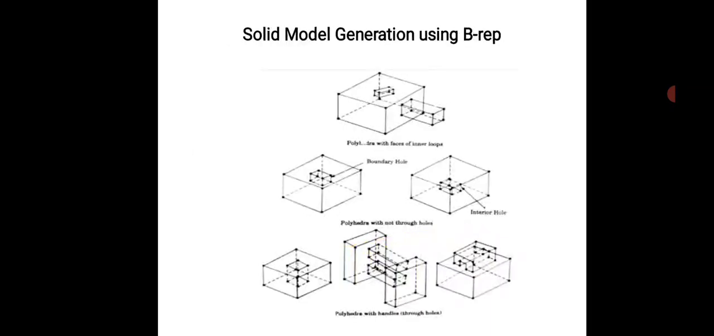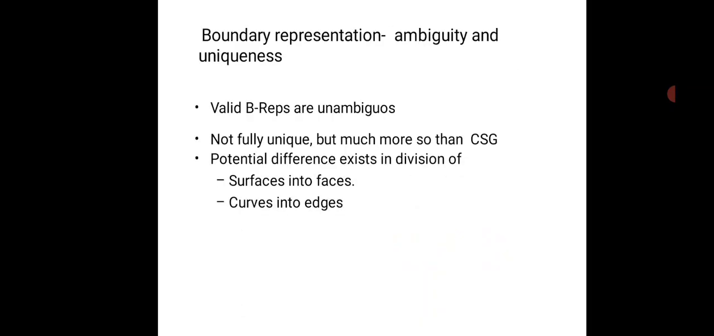This is the solid model generation using BREP. Boundary representation is unambiguous and unique. Valid BREPs are unambiguous, not fully unique, but much more so than CSG, constructive solid geometry. The potential difference exists in the division of surface into faces and face curves into edges.